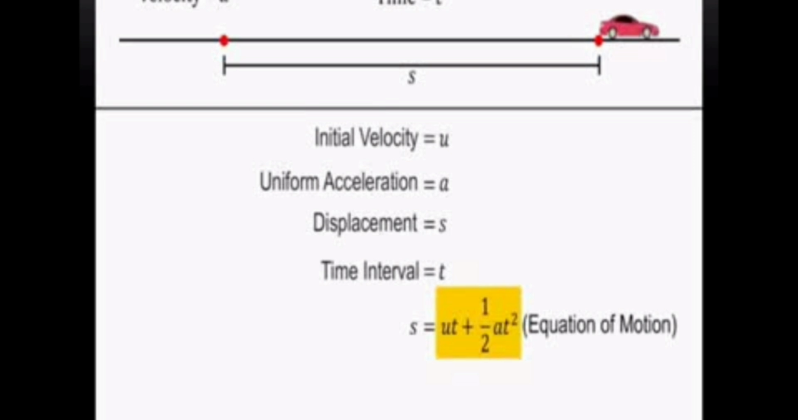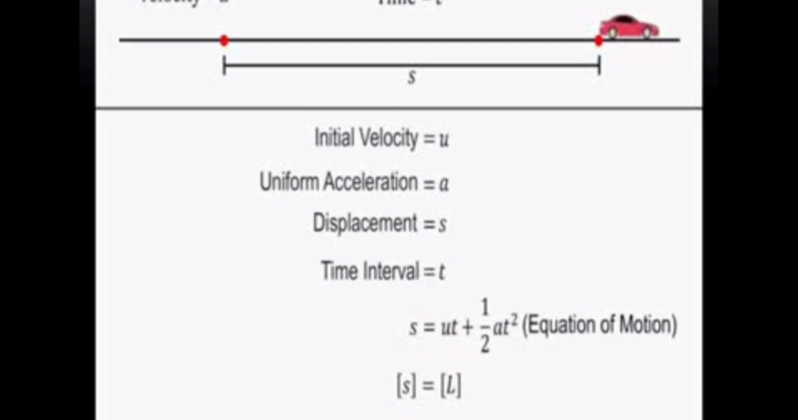Now we are going to find out whether the equation is correct or not by using dimensional analysis. Using the dimension formula, we are going to see whether the equation is correct or not. Distance is s, that is equal to length L. So s is equal to L. In ut plus half at square, the 1 by 2 is a constant, it does not have any dimension. The remaining values have dimensions.